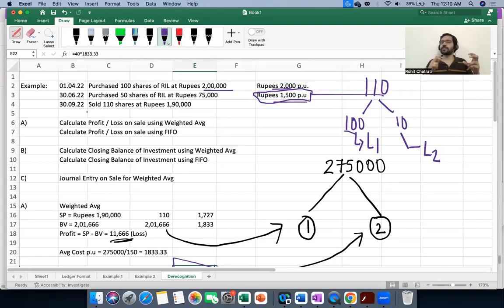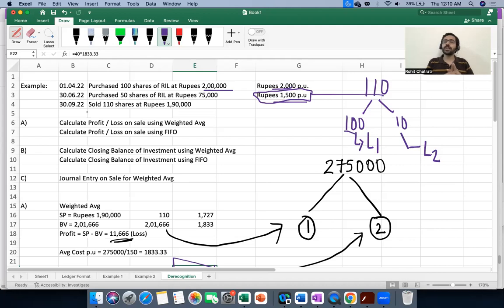Lot 2 cost of investment sold is 15,000. Lot 1 plus lot 2 is equal to 2 lakhs 15,000 rupees. This is the cost of investments that we have actually sold.